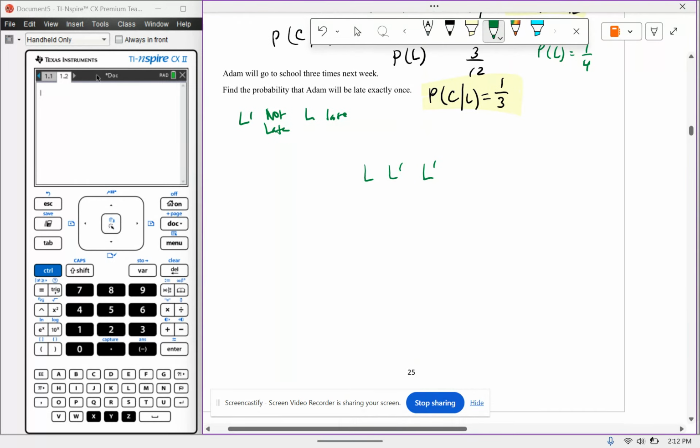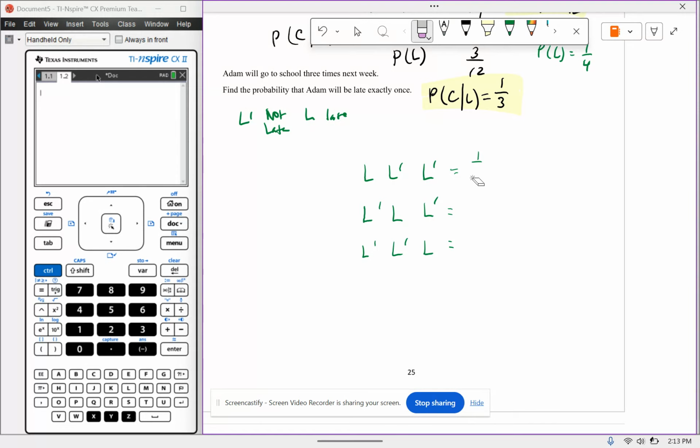Other way it could happen. First day, he is not late. Middle day, he's late, then he's not late on the third day. Or he could be not late, not late, and late, right? These are 3 different days. These are independent events, so you may multiply across for each time. What's the probability of being late? What was it? 1/4? Yeah?